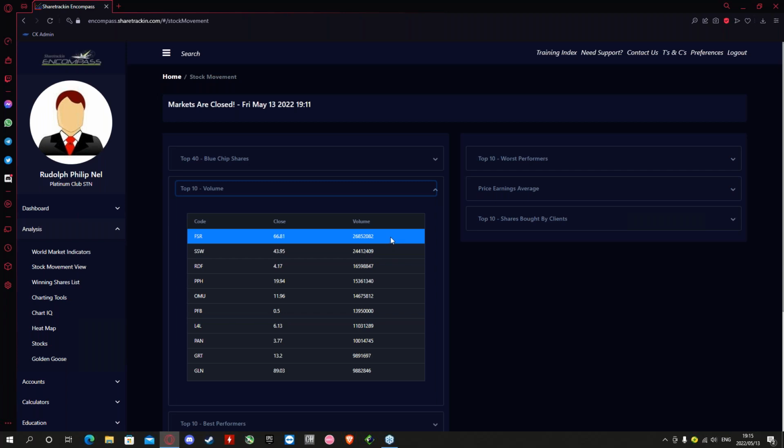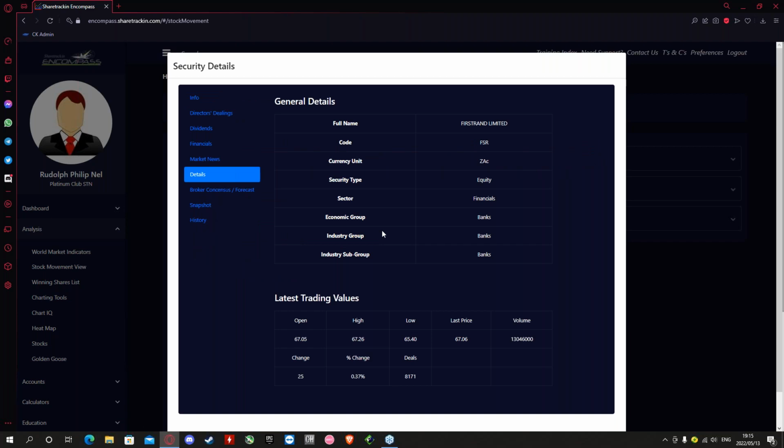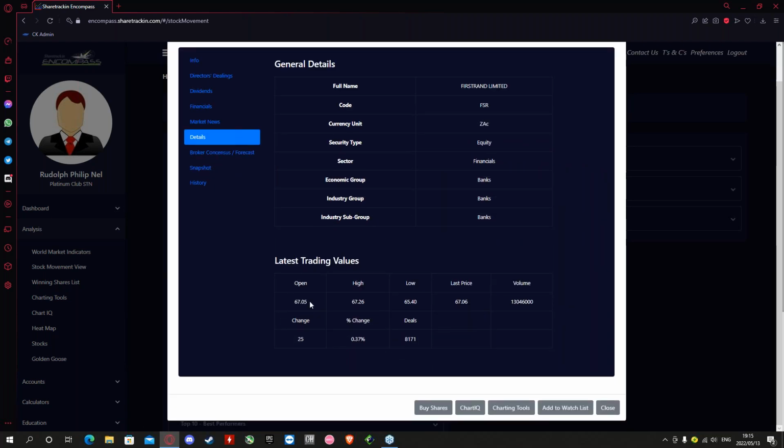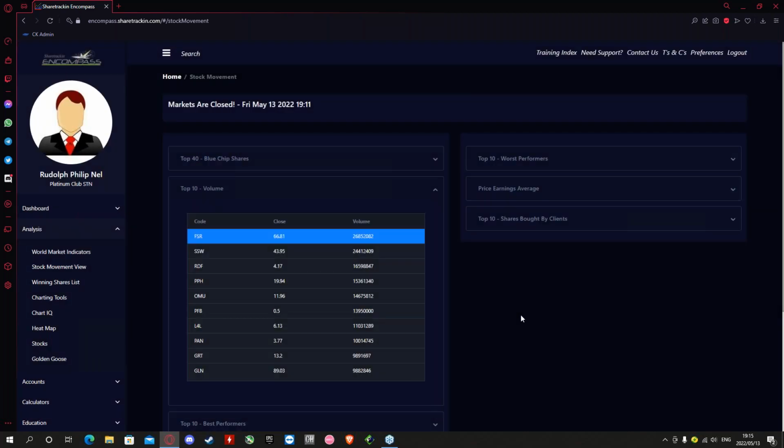Okay, so if we click on it and we click on details on the left hand side, this would actually show you what the volumes have been traded, the opening price, the highest price, the low, the last price, the change, percentage change, and the amount of deals. Now that is the amount of deals that has been done for the day. Okay, so volume and deals. But it doesn't show you here the rand value that has been traded. That you can find on the filters, which I will be showing you later on.